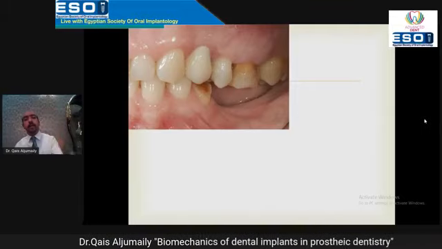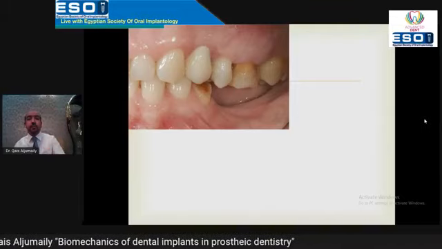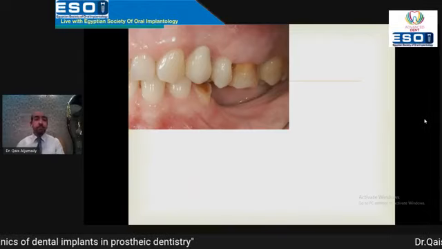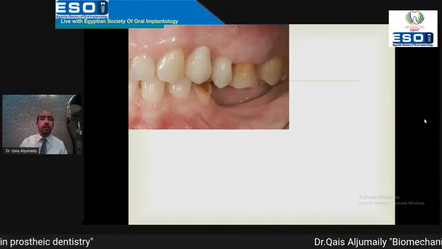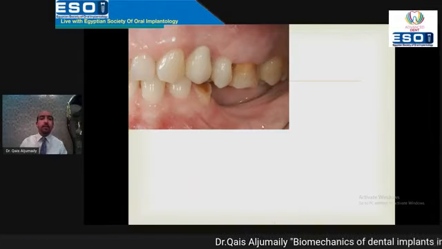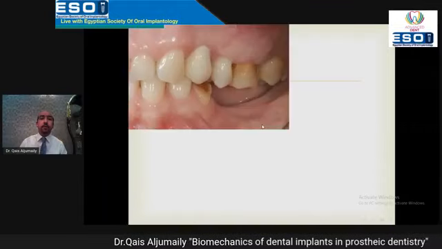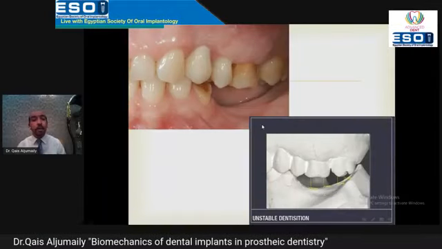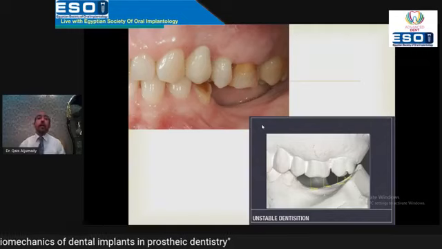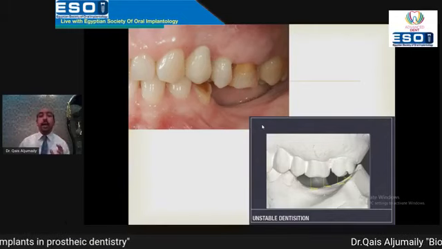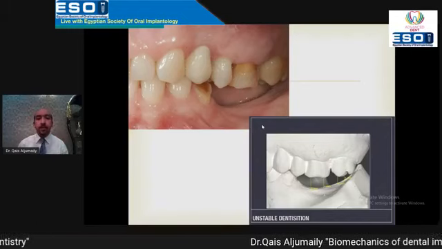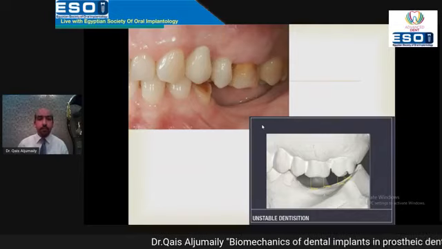Look at the distance, the inter-arch space or inter-ridge space. It's very little space. It's not enough to make a bridge. So we have to make our analysis. We have to make what we call a reverse treatment plan. We have to make a study model, for example, for this case.